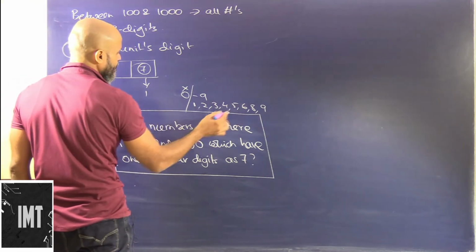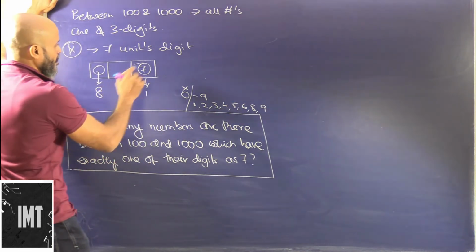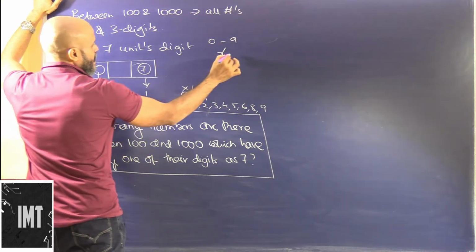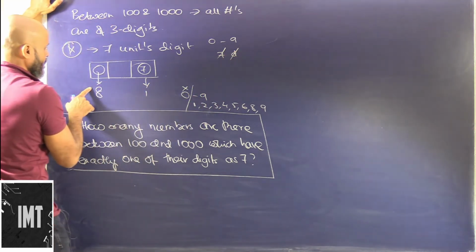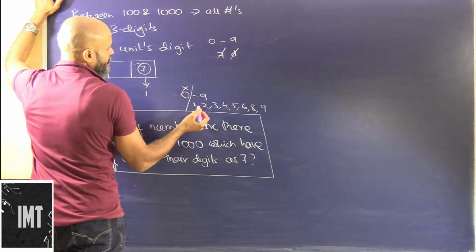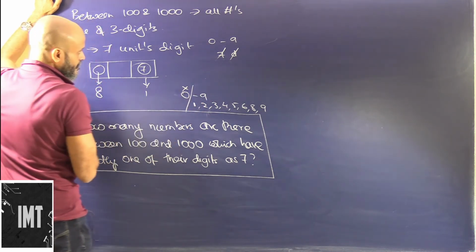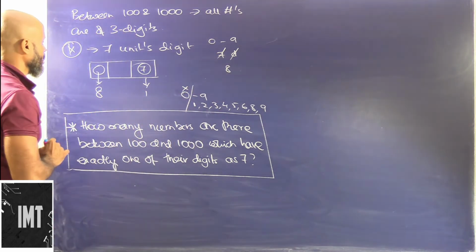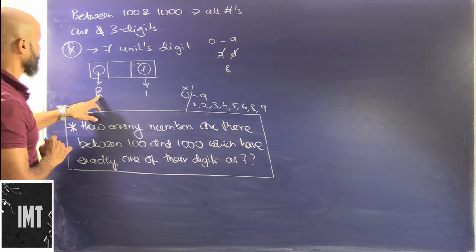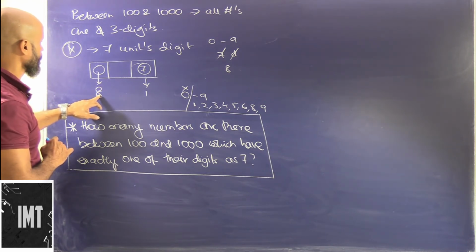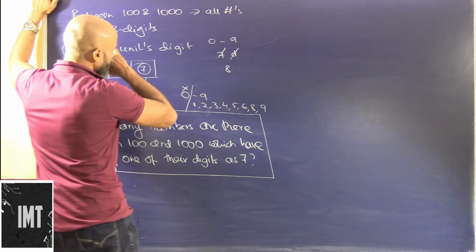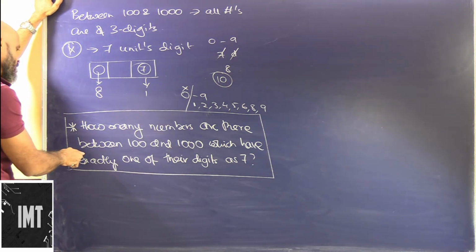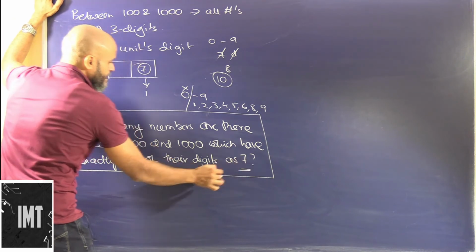Obviously this place can be filled by any of the remaining digits. So from 0 to 9 we have already used 7 for the units place, and we have used another digit here. So 10 minus 2, we will be left with 8. No, we have used 1 digit here, 1 digit here. So 0 to 9 is basically 10 digits. Okay, so we cannot repeat 7 out here.